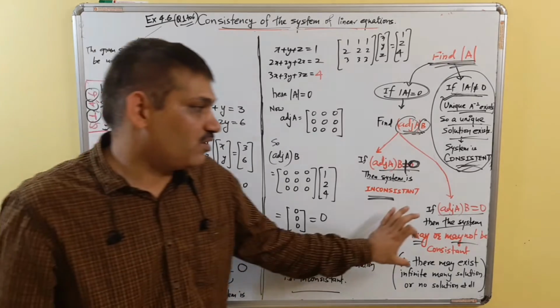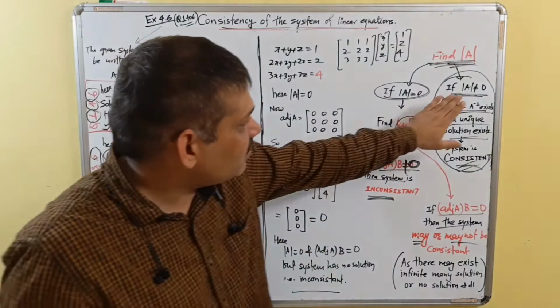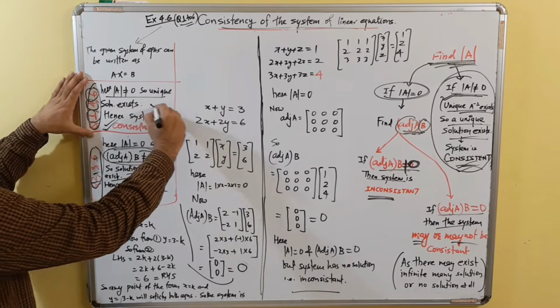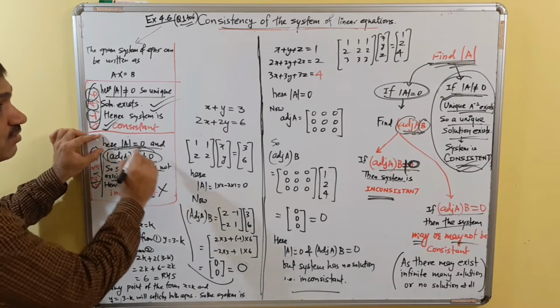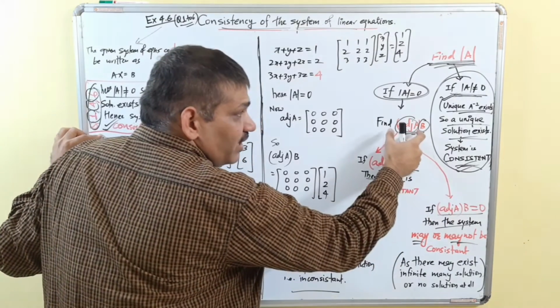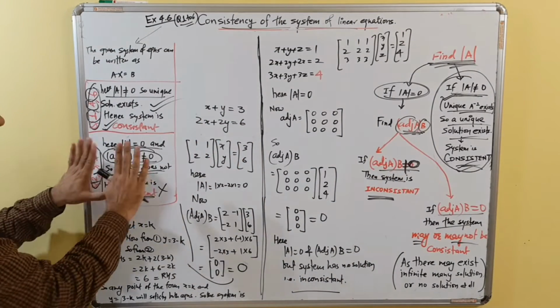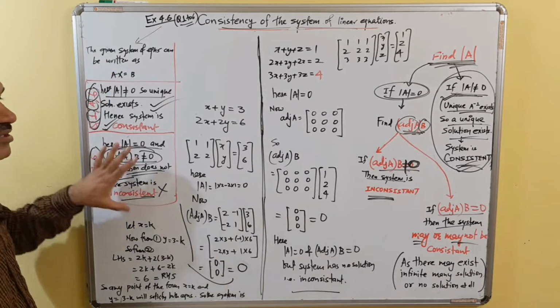But this is the most important point which we are to discuss. If determinant A is not equal to 0, as in questions 1, 4, 6, the system is consistent and the solution exists. If determinant A is 0, then there may be 2 cases. We find adjoint A into B. If it is non-zero, as in questions 2, 3, 5, that means the solution does not exist.